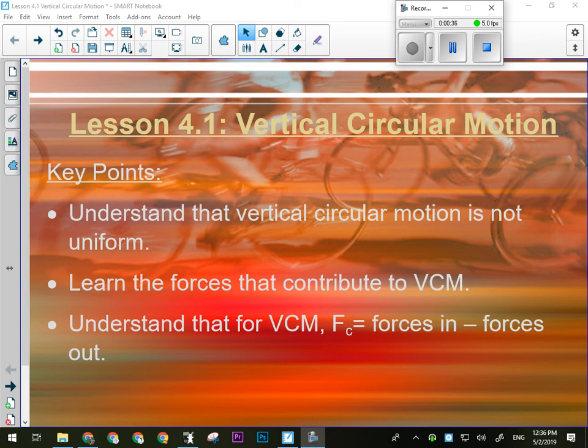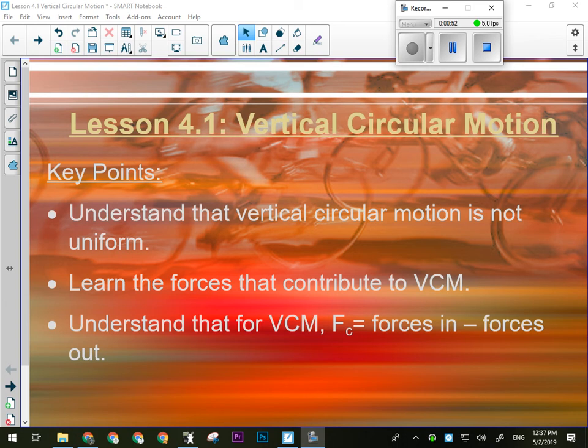Where is it going fastest? At the bottom. Where's it going slowest? Top, because gravity's involved now, okay? Gravity acted perpendicular to all the other stuff we did, so it didn't really play a part. Now it does, all right? And as a result, we're getting changes in the velocity of the object moving around and around.